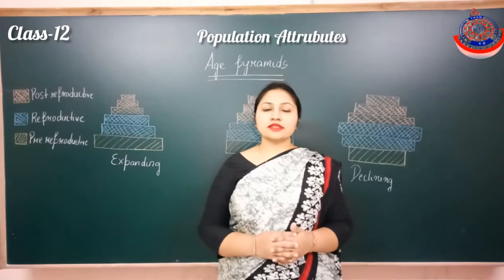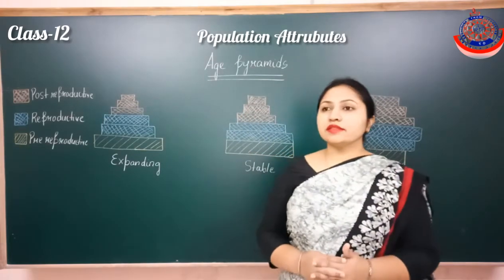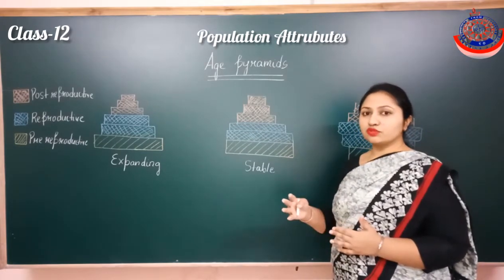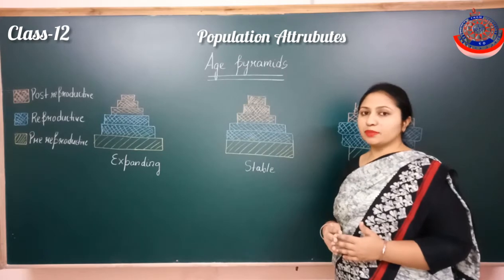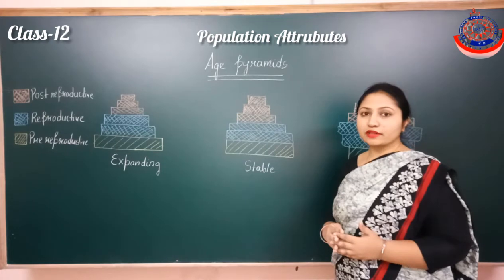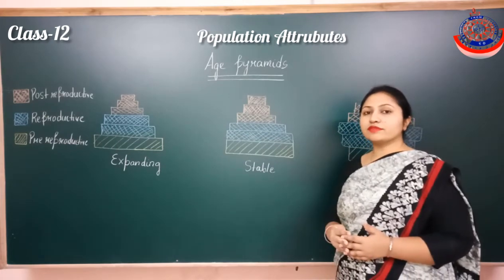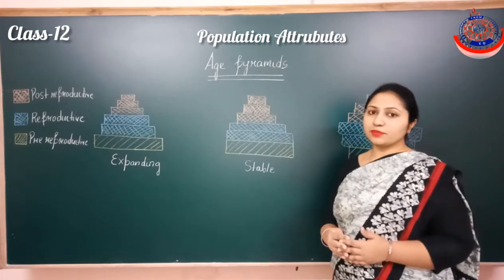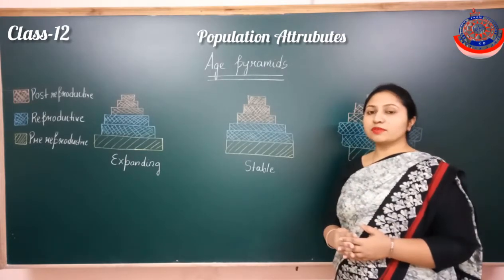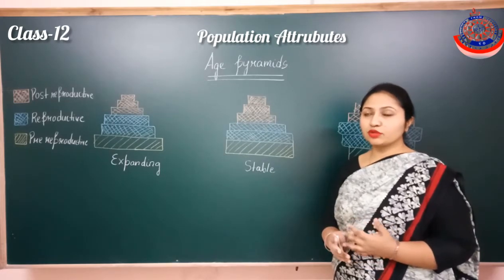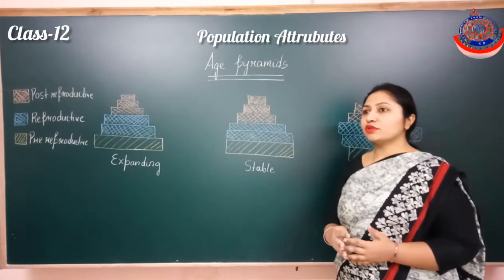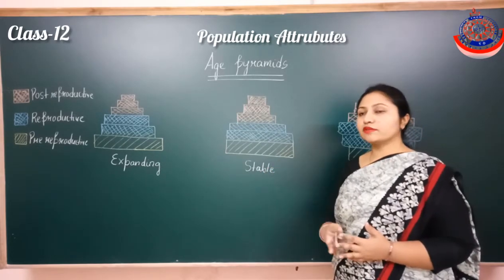Now next children we will discuss the age pyramids, and these age pyramids are framed on the basis of the age groups of the different people present in a population. Some age groups belong to the reproductive age, some belong to the pre-reproductive age, and some belong to the post-reproductive age. Now what is actually the reproductive age here? Reproductive age means that they are able to reproduce, they are able to produce the gametes. When the organisms are able to reproduce, they come under the reproductive age group.